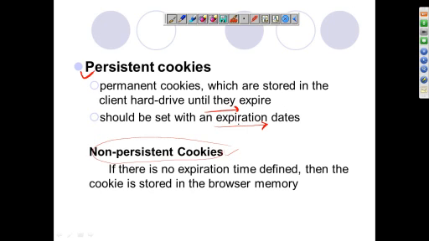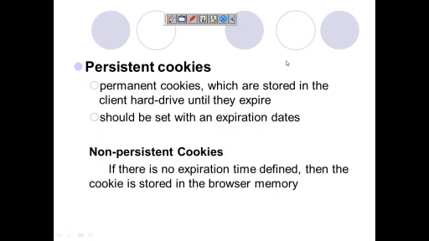And that cookie is stored in the browser's memory, not on the hard drive. Our browsers also have memory to store something. So the non-persistent cookie, the one for which we don't set the expiration property, is inside the browser memory. Is it clear, guys? Any question so far?